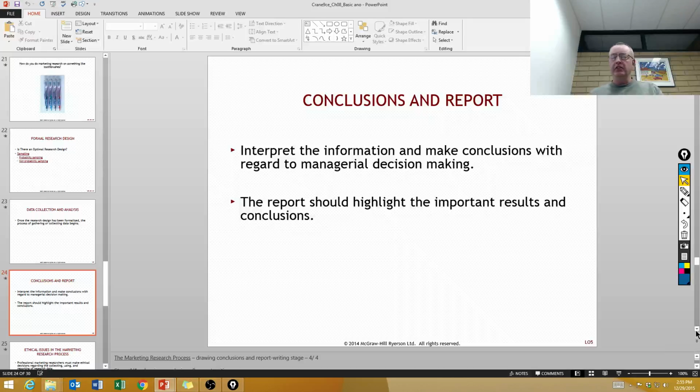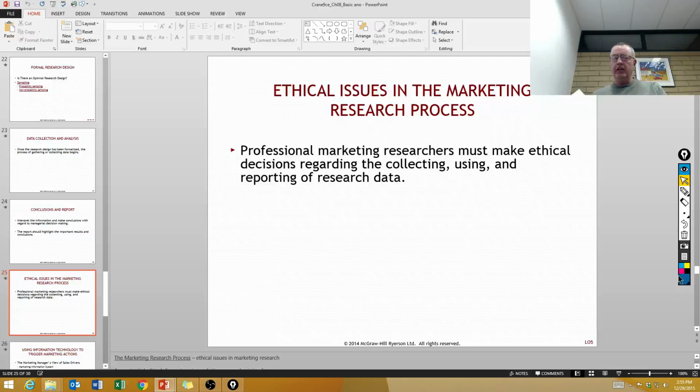Okay, so it's drawing conclusions and writing reports. So we have to interpret the data, highlight the important results, and write our reports. Write a report. Okay, then finally in this section, the authors draw to our attention that there are some potential ethical issues in marketing research.